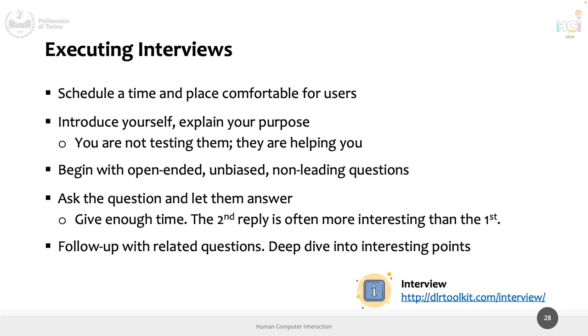Interviews should begin with open-ended, unbiased, non-leading questions. So open questions, general questions should start. And then as the interview continues, you narrow down the kind of questions you ask. And from open-ended, big questions, you move to more specific questions.